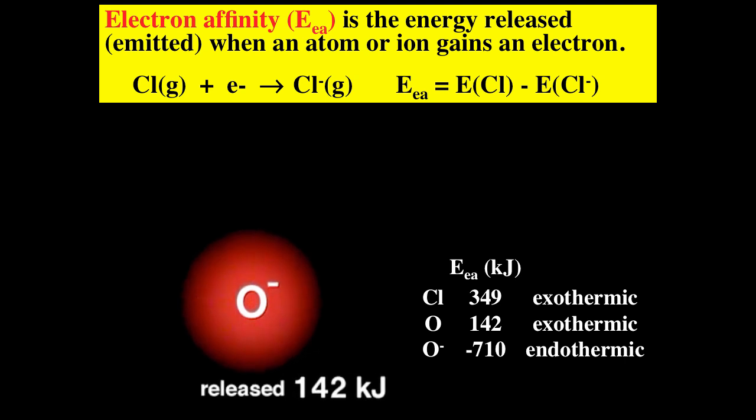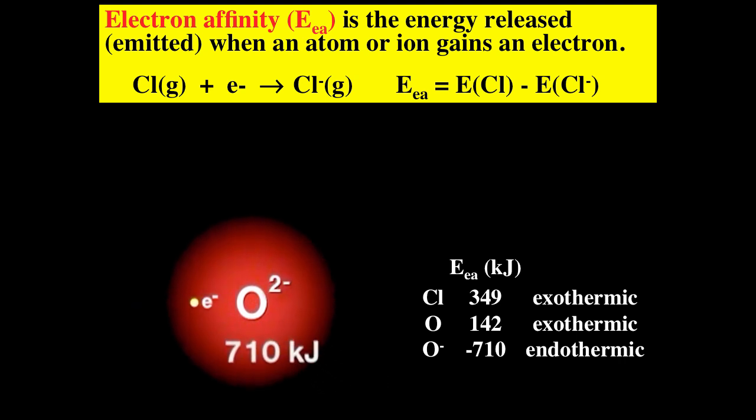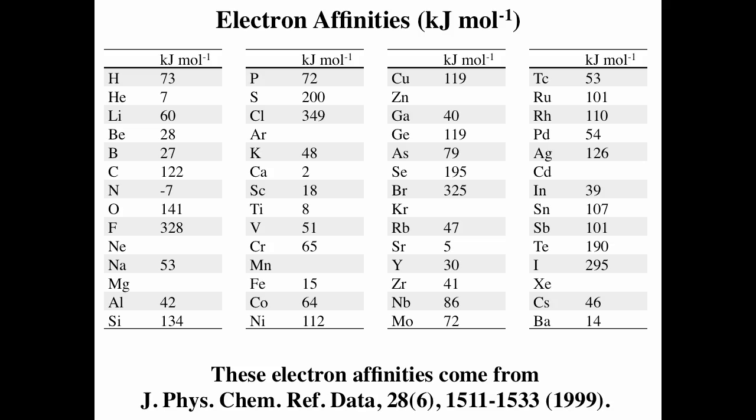However, addition of a second electron to form the oxide ion is an endothermic process. This means that work must be done to force an electron onto the singly charged ion to form the oxide ion, O2-. And so this means that O2- will not form unless there's an attraction that makes it more stable, like an ion-ion interaction. And so here's a table of electron affinities.